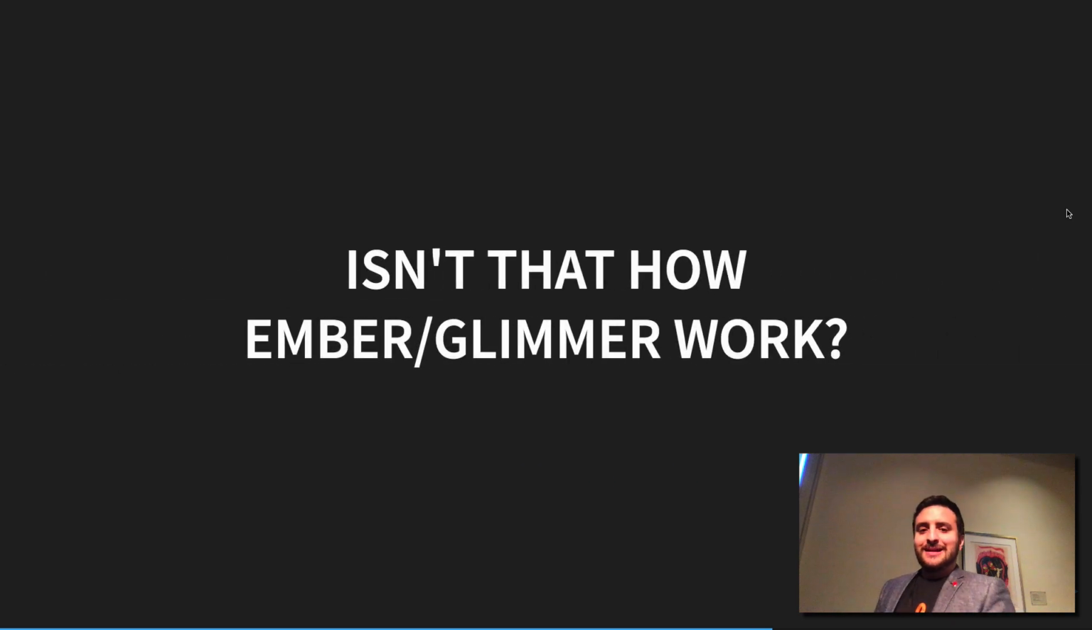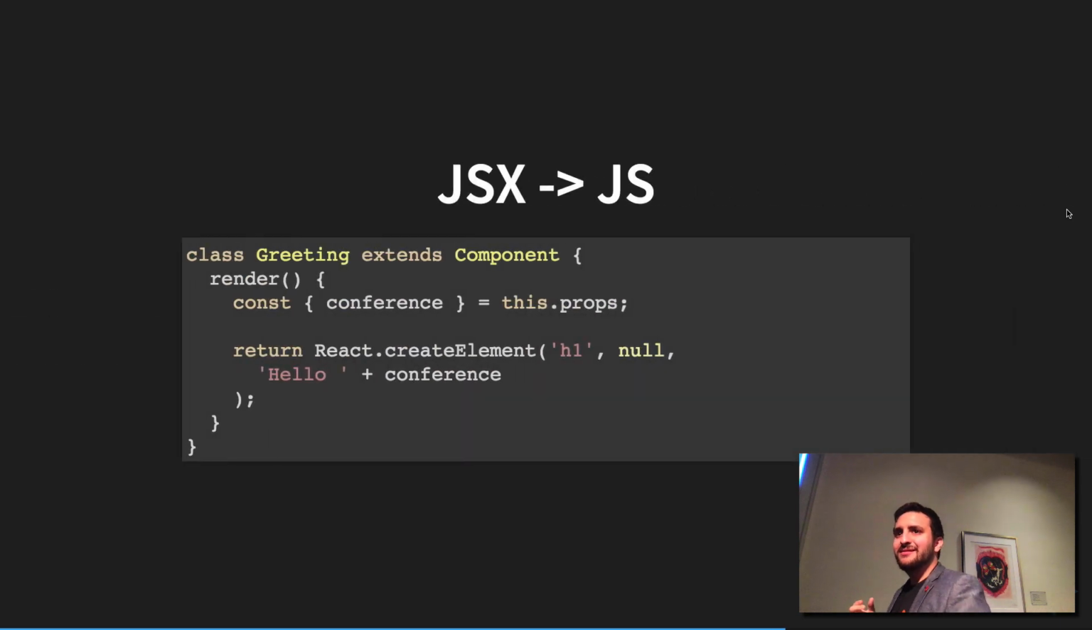And you're probably thinking, isn't this how Glimmer and Ember work? But once again, it's not. So looking at JSX, here's our createElement, and conference can be updated. And what happens is, even if we know that conference has changed, even if we've optimized it using shouldComponentUpdate, we have to run React createElement for that h1, get the hello string, find the value for conference, update this entire DOM, diff that against the old version of the h1, and then do a bunch of work.